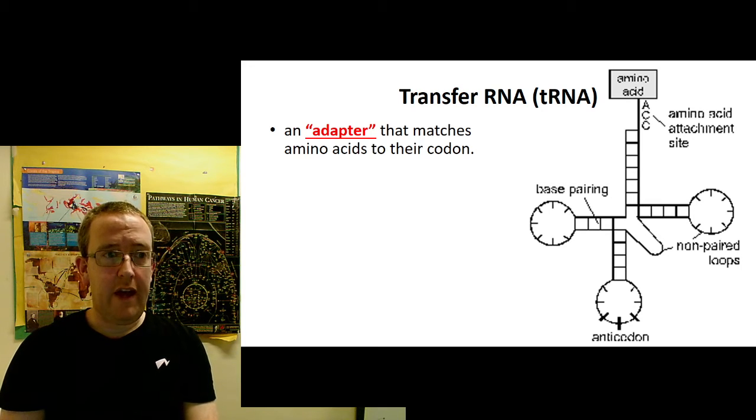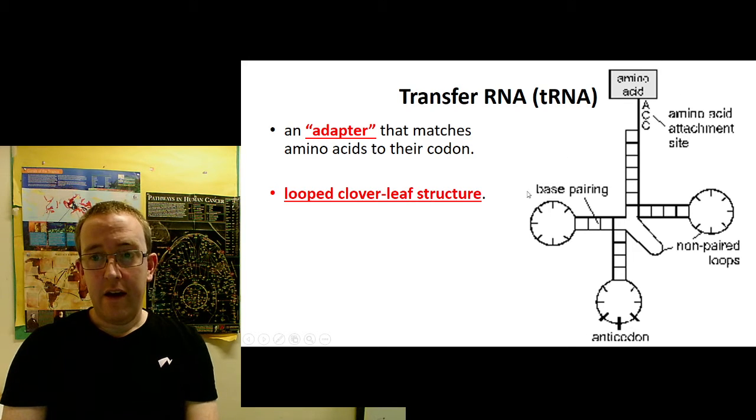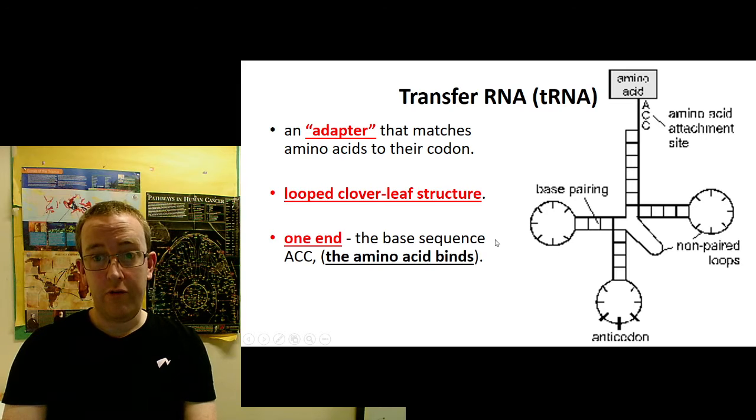The little picture's there. Okay, so it's an adapter molecule. So it matches the amino acid to their codon. You can probably see where the amino acid and the codon are already. We call this a clover-leafed structure. It's a single-stranded RNA molecule that's folded over on itself. At one end, the base is ACC there. That's where the amino acid is attached. Okay, so it's like a little tow, towing that amino acid in.